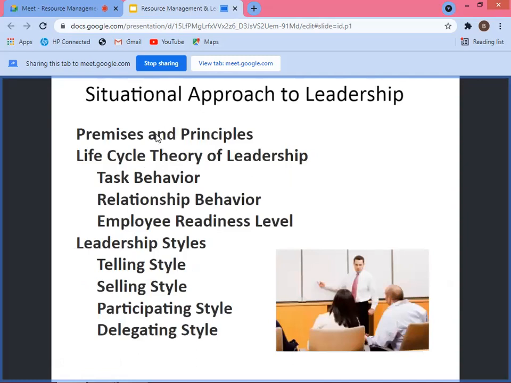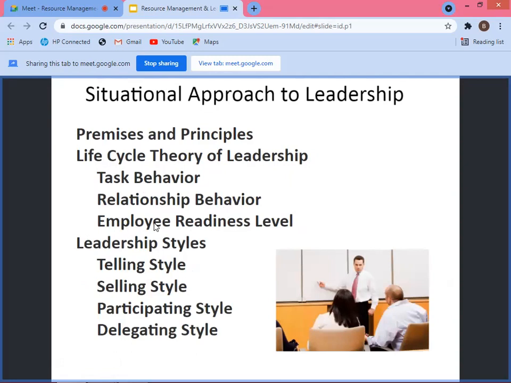Okay, now let's go to the situational approach to leadership. Premises and principles. The life cycle theory of leadership. What are they? Task behavior. What are the behaviors in the work? Okay, the task behavior. Relationship behavior. Relationship among employees. Remember, you will talk about the human relation skills.